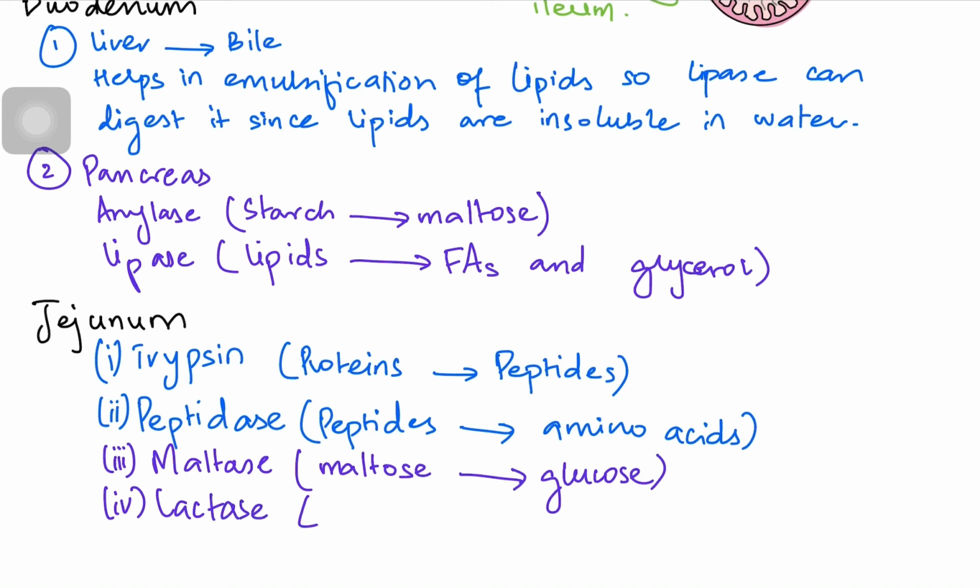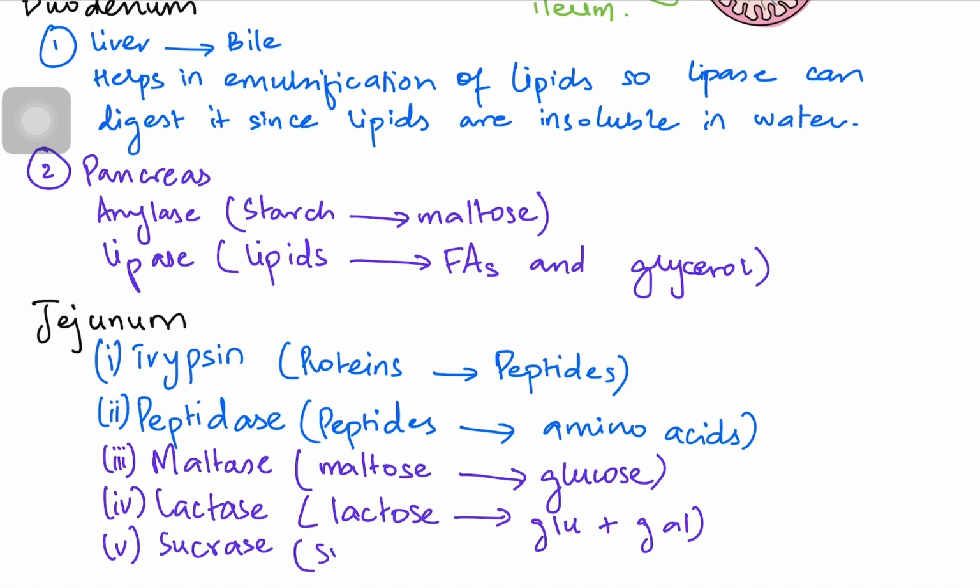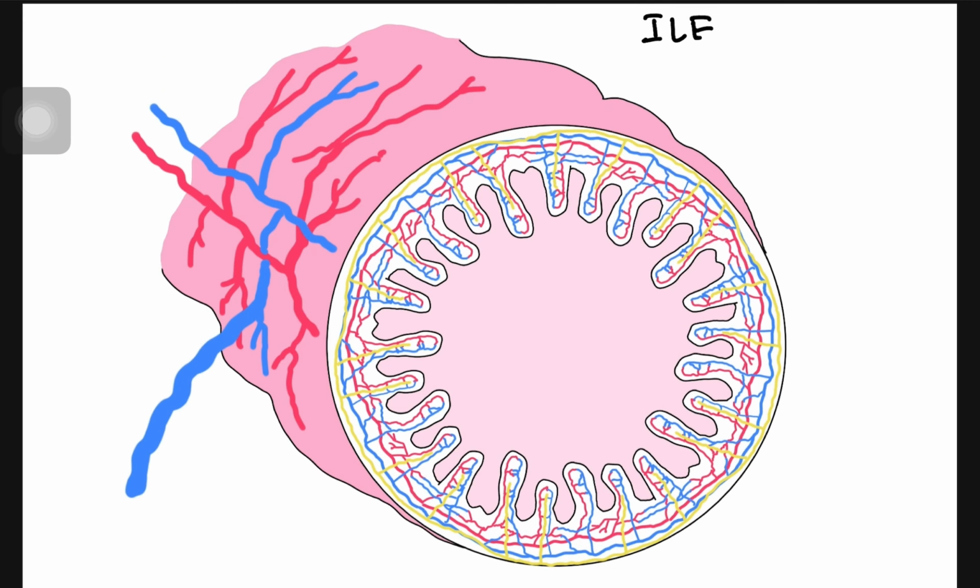Then we got lactase. Lactase breaks down lactose sugar into glucose and galactose monomers. Then we got finally sucrase, which breaks down sucrose, which is again a disaccharide, into a glucose monomer and a fructose monomer. This is how almost all the molecules are digested.